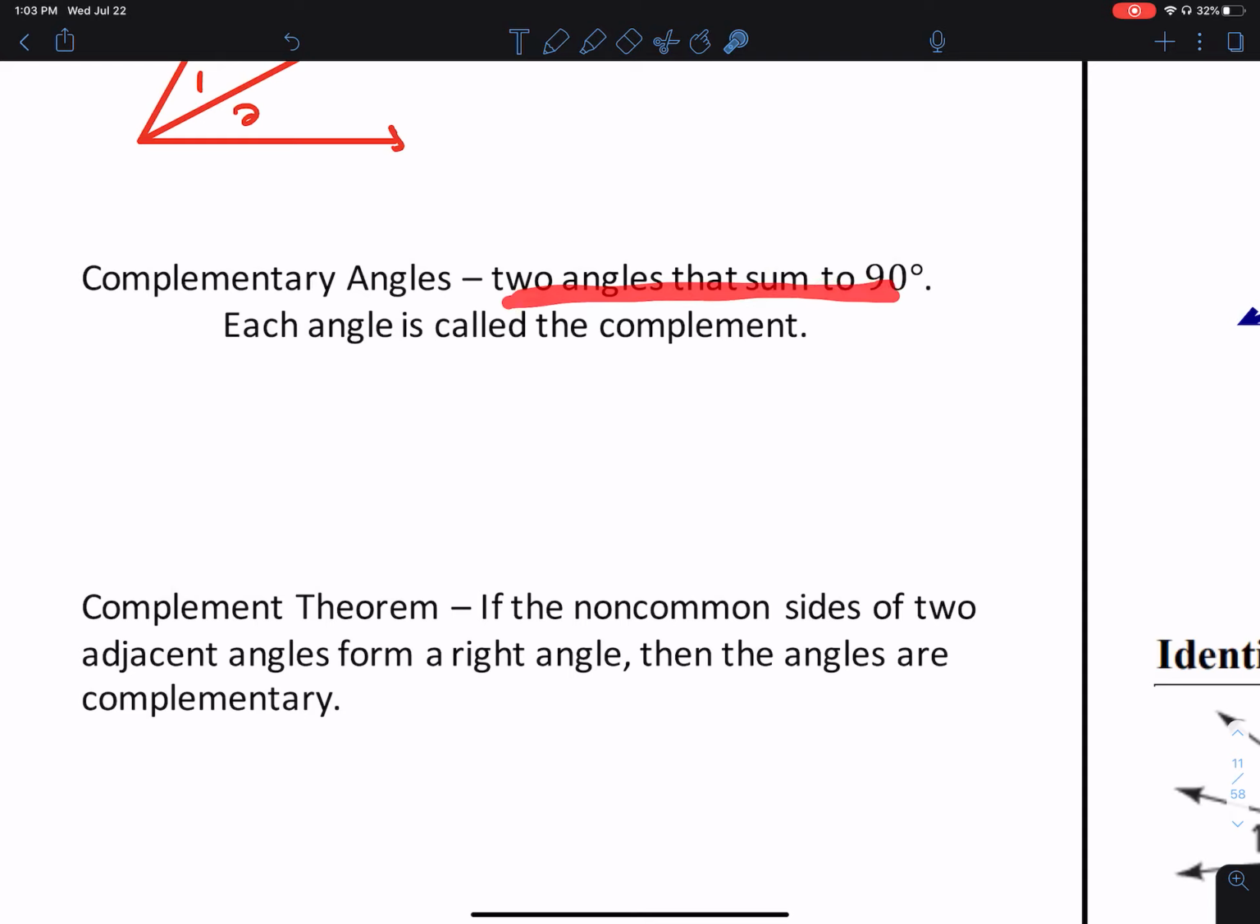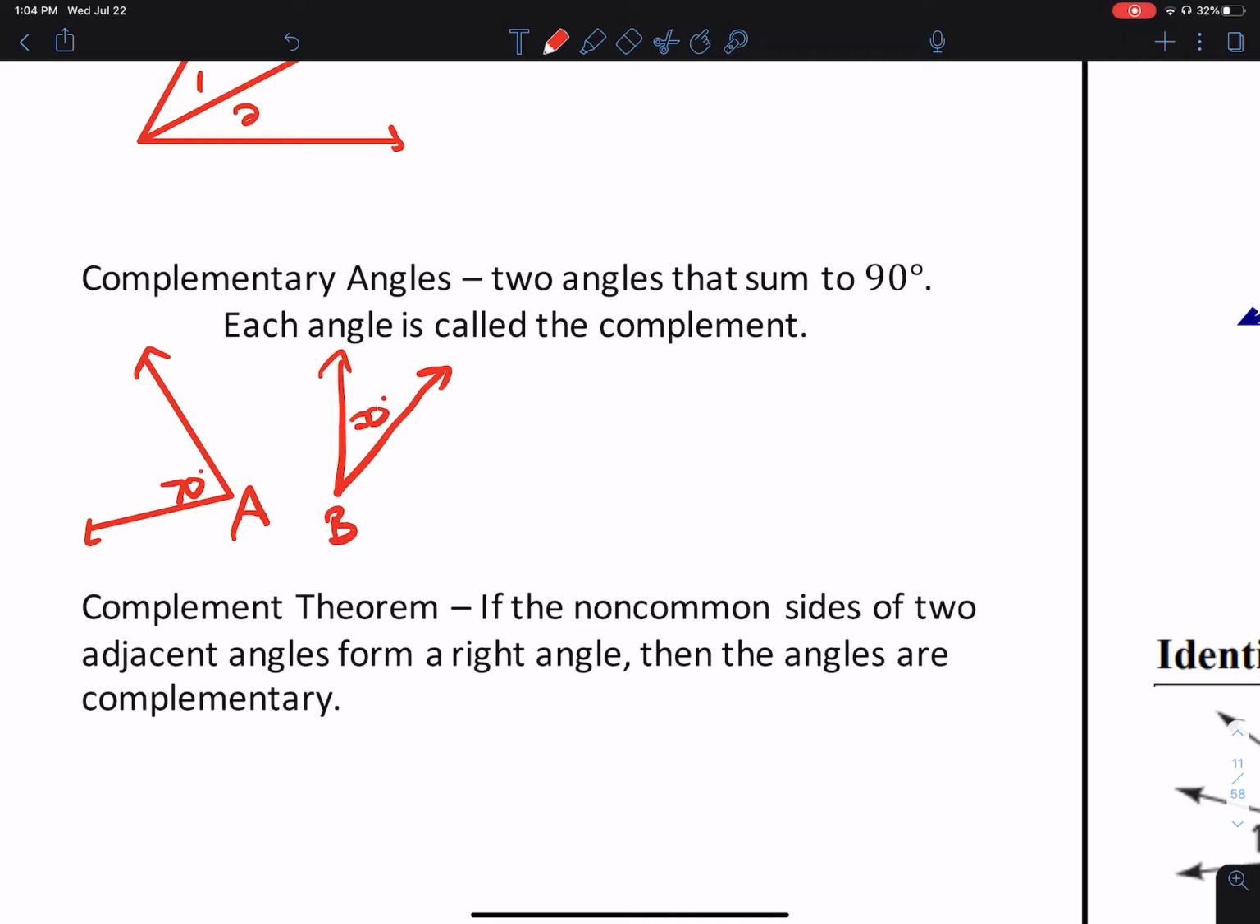Two angles that sum to 90 degrees. Each angle is called the complement. So for example, let's say this angle here, angle A, and let's say it's 70 degrees. Let's say this angle here is angle B, and let's say it's 20 degrees. Then angle A and angle B are complementary.